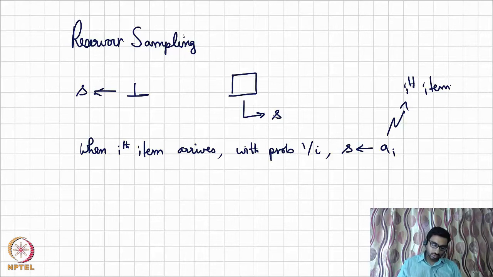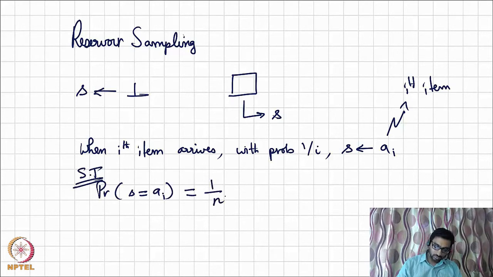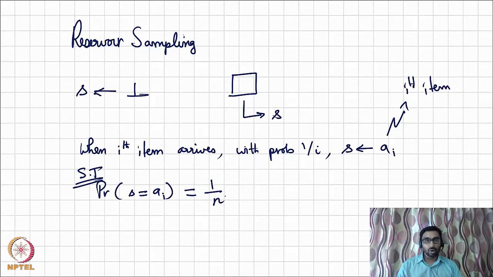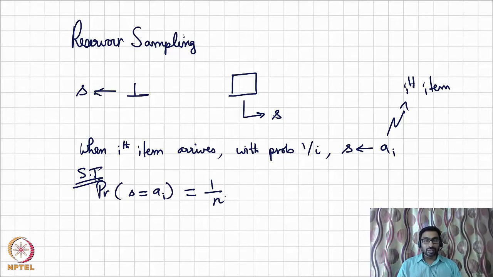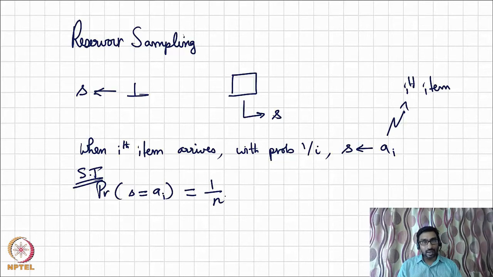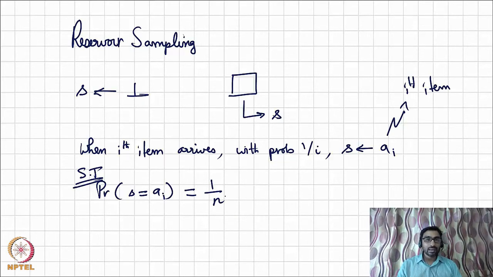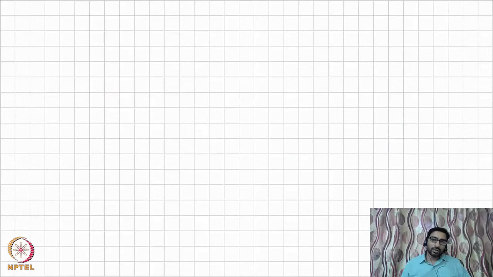In other words, at the end of the stream, when all n items have been seen, the probability that the memory cell S contains a sub i should be equal to 1 by n, and this must be true for all i. So now let us go about proving that our algorithm, the reservoir sampling algorithm, is in fact correct.